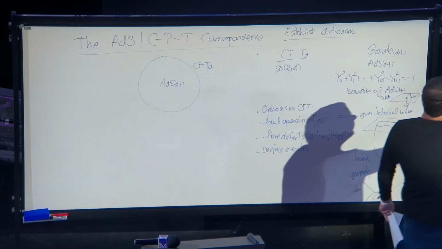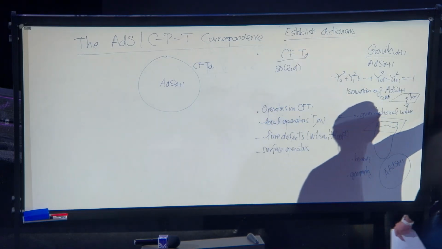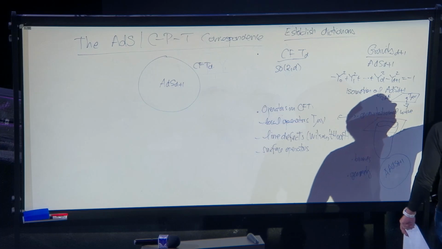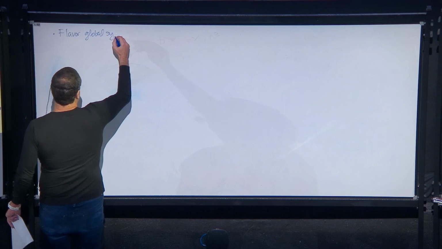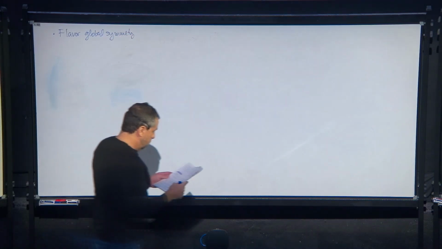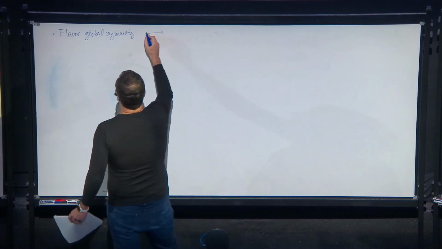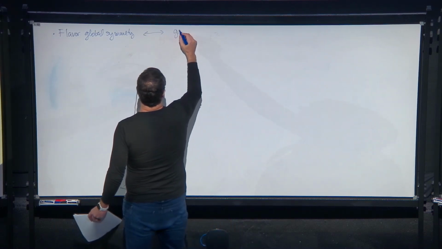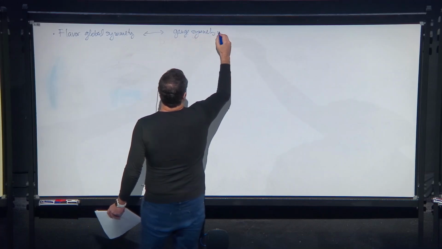Another part of the story that will be important is that if the conformal field theory here has a flavor symmetry, a flavor global symmetry, like for example, QCD has SU(3) flavor, what does this correspond to in the bulk? This corresponds to gauge symmetry in AdS_{d+1}.